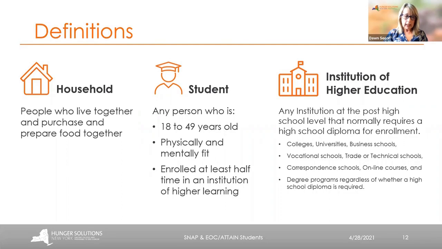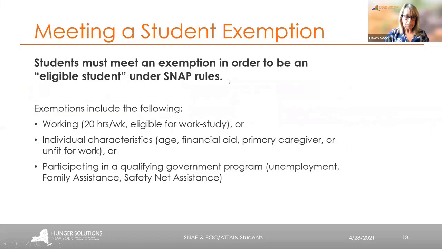So anyone meeting this definition of a student at an institution of higher education is seen as a student under SNAP rules until they graduate or leave school for some reason. And then, and only then, can the individual access SNAP as a non-student. Also, when an individual is applying for SNAP and they meet the definition of a student who is at an institution of higher learning, they then must meet a student exemption to be eligible to receive SNAP benefits. So let's look at what those are and how we do that.